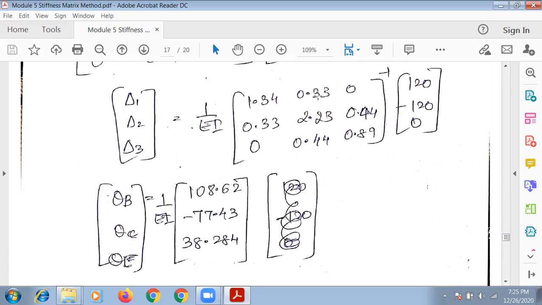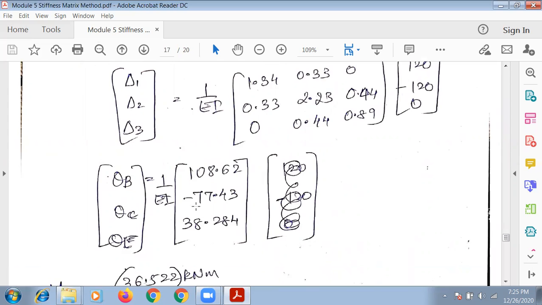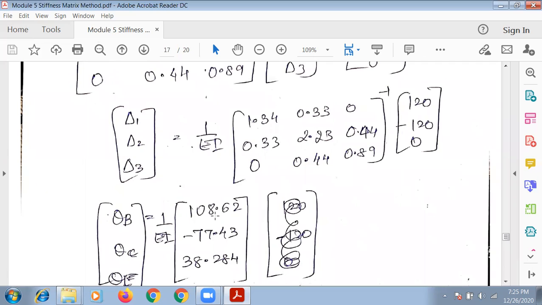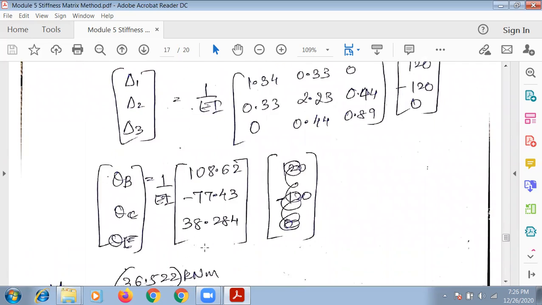Again, this would be a 3 by 3 matrix. I've told you how to solve this using the calci. See the previous two videos, where I've explained the step by step procedure of how to put it in the calci and solve directly. Once you solve this, it is like matrix A inverse matrix B. Once you solve it in the calci, this gives theta b, theta c, and theta e.